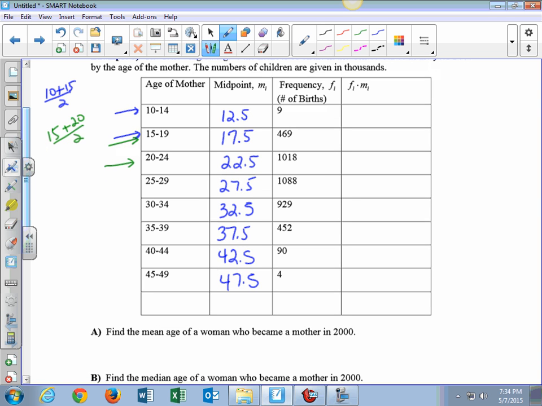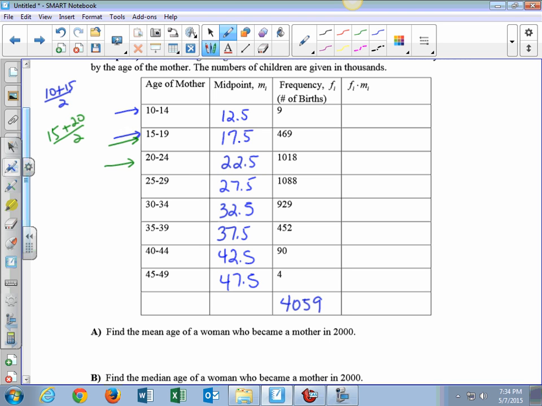Okay, so then the next thing I need to do is I need to find the sum of my frequencies. This was already given for me, so I'm going to go ahead and just add those up. So I got 4,059.